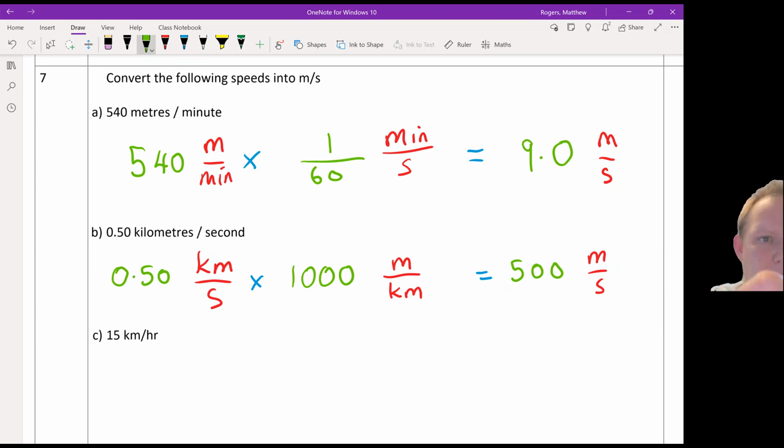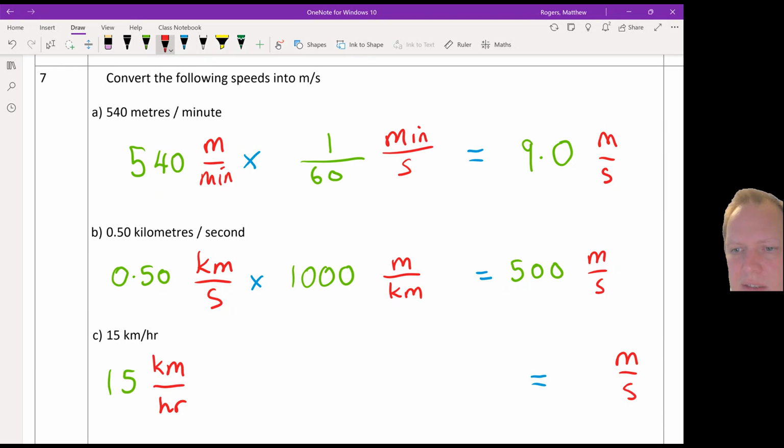Last one, where we're going to put both ideas together. We've got 15 kilometers per hour. I'm going to put HR for hour. And we know that eventually we want our answer written in meters per second. So there are 2 conversions I'm going to need to do. One to sort out the time, one to sort out the distance. The distance one works the same way as it did previously.